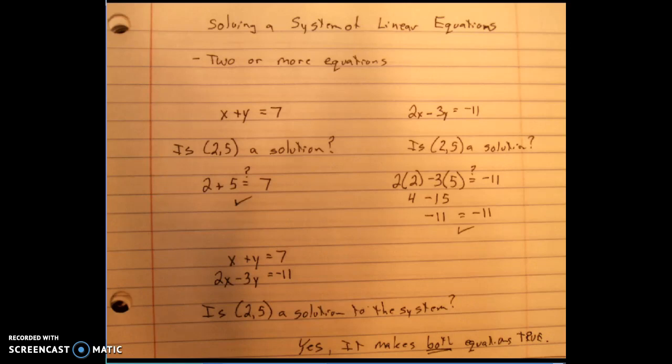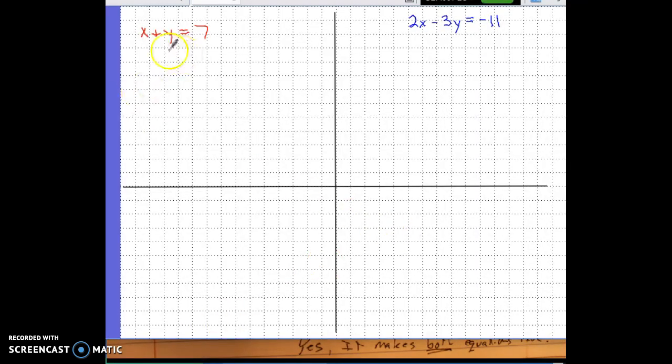What I want to do now is look at, okay, what does that really mean? What does it mean when a point is a solution to a system of equations? To do that, we're going to look at the graph. So, we're going to graph the two equations from the beginning of video 1.